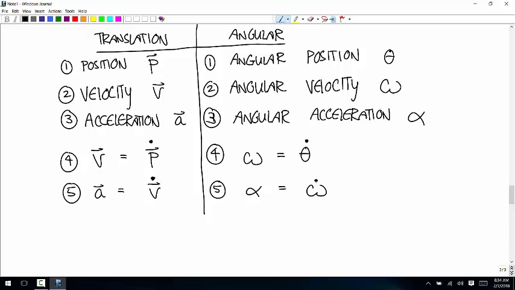Okay, so let's take a 10-minute break. And when you come back at 8:45, I'll start with angular position and define all these things.